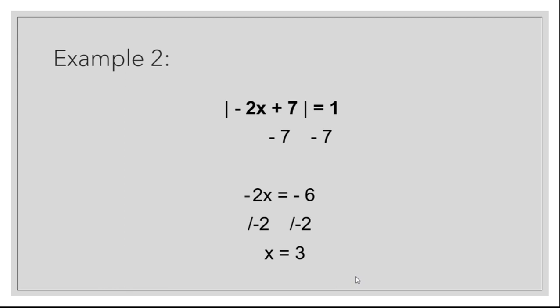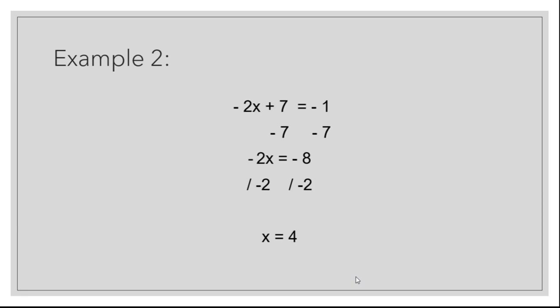Example 2 is a little bit harder, not really, but now we have a number in front of the variable. It's the absolute value of negative 2x plus 7 equals 1. We're going to need to solve this for negative 1 and positive 1. You're going to subtract 7 from both sides, which leaves you with negative 2x on the left, and 1 minus 7 is negative 6. You're going to divide both sides by negative 2, and negative 6 divided by negative 2 leaves you with a positive 3 for this one.